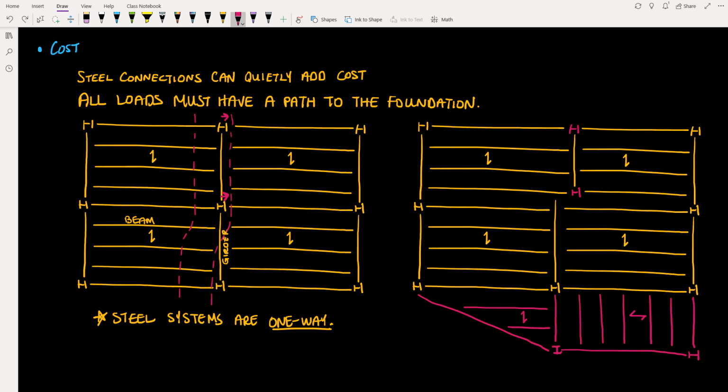So let's place a load in the middle of this bay here. Half the load will travel to the beam above, and the other half will travel to the beam below. Once in the beams, half the load will travel to the left, and half the load will travel to the right. The load that travels to the left now has a direct path to the columns in the corner, which is ideal for structural detailing.